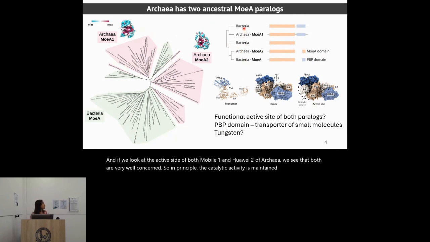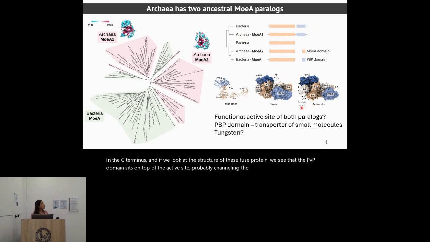This is a simplified view of this tree, where I mapped the domain organization of the protein MoeA. And we see that here in MoeA1 and also in the small bacterial clade associated to it, MoeA is fused to a PVP domain in the C-terminus. And if we look at the structure of this fused protein, we see that the PVP domain sits on top of the active site, probably channeling the substrate.